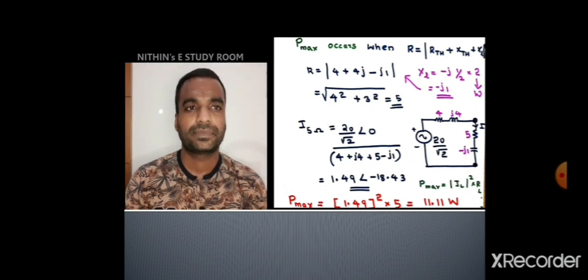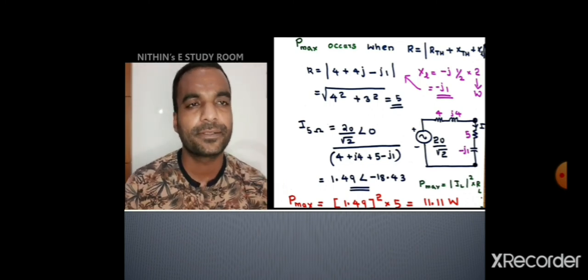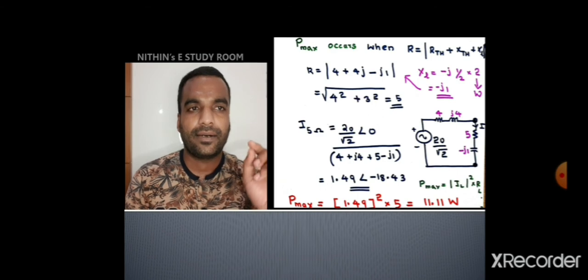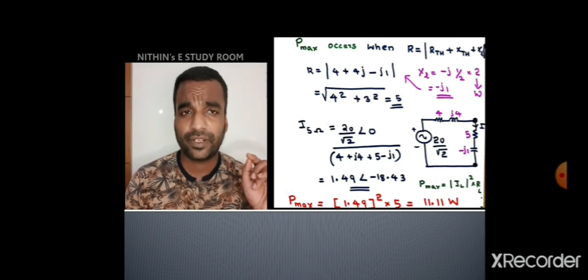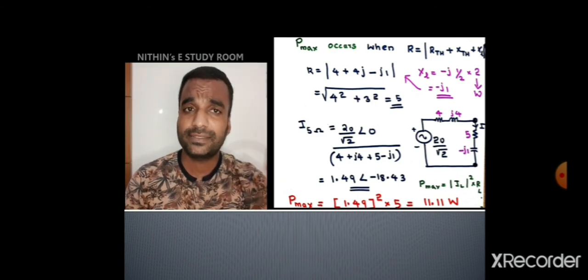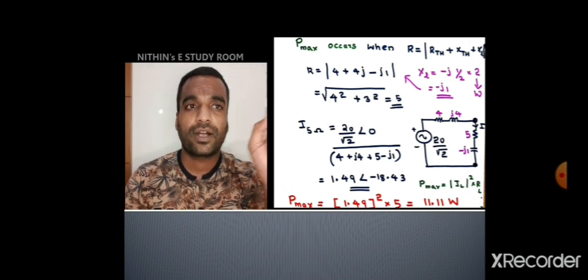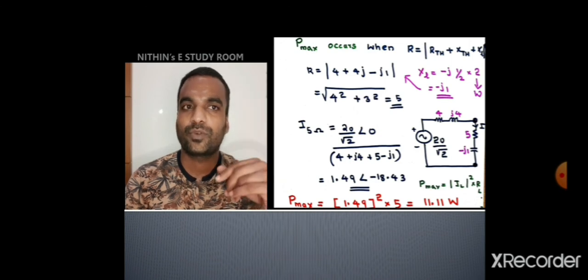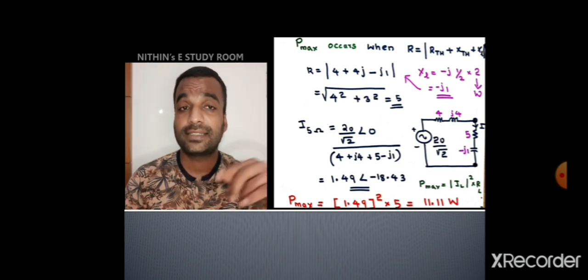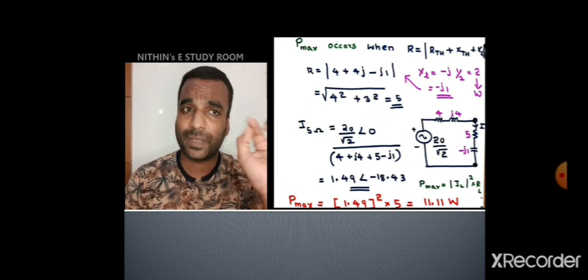Sorry, there is a small mistake. Please correct. XC means it is a capacitive reactance. Its equation is equal to 1 by C omega. 1 by C omega means 1 by 1 by 2 into 2. So 1 by 2, 1 by 2 will get cancelled. You will get 1 by 1. Answer is 1 itself. And as it is capacitive, you have to use minus J.